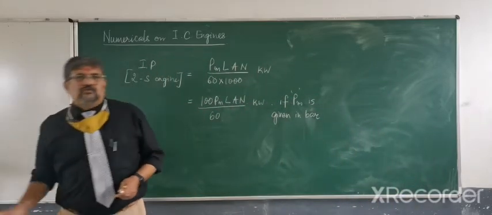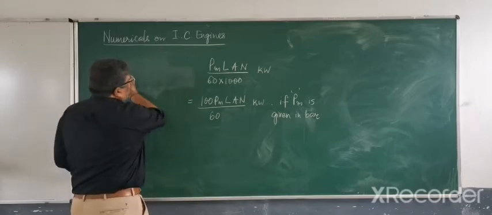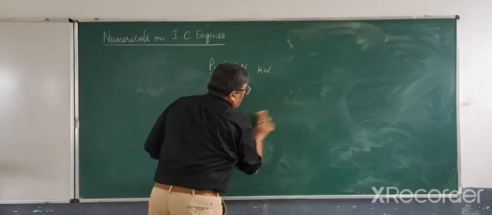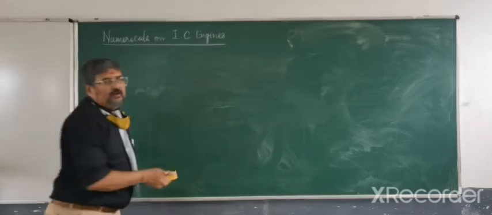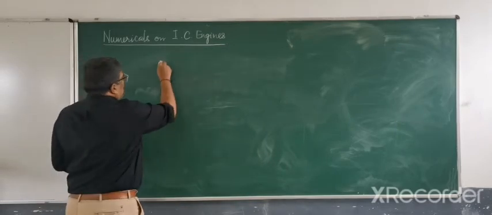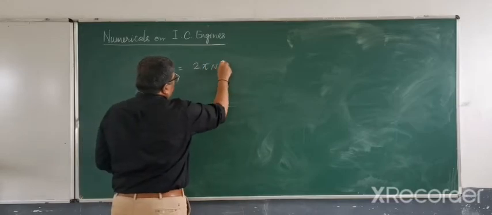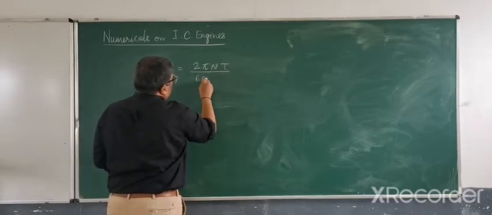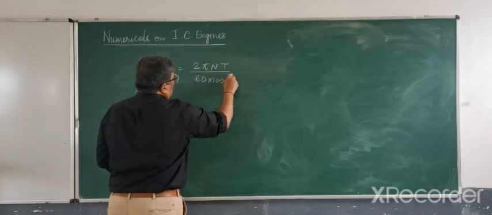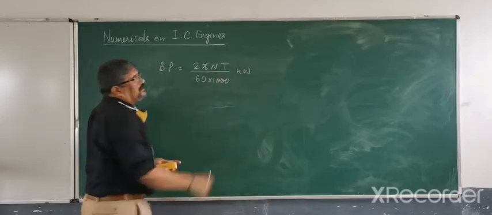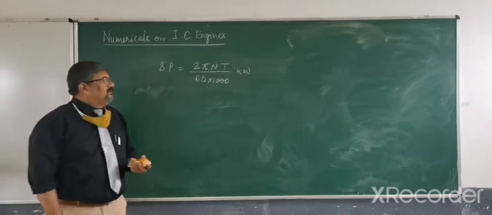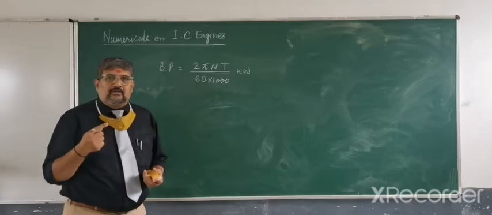And then we also talked about the brake power. We know that generally the equation for the brake power is written as 2 pi NT divided by 60 into 1000 kilowatt, where T is the torque, and I have already told you how to calculate the torque.